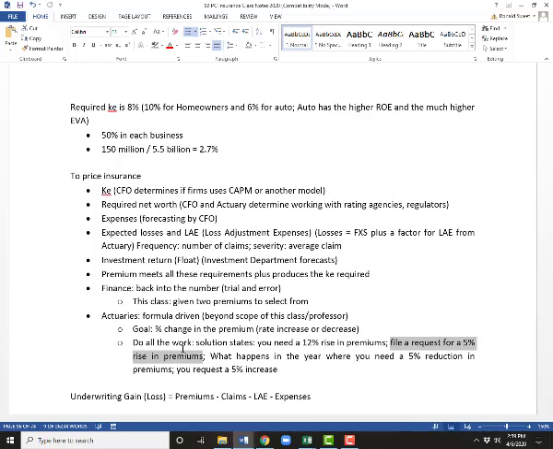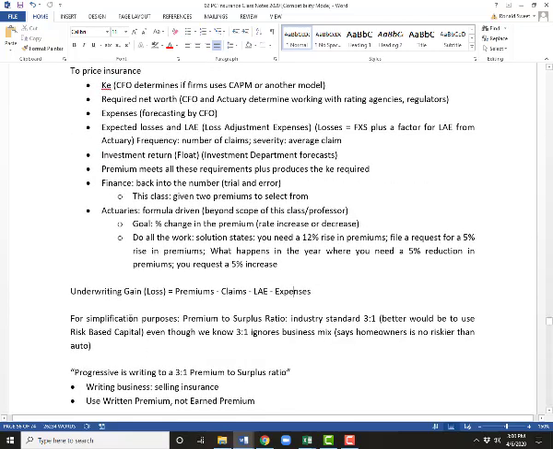So what does that mean when you have a really good year and you could ask for a 5% reduction? In that case, you still ask for a 5% increase to offset all the losses you had in previous years. I did many of these where the answer was always 5%. But that is the final thing you file with the state: what percentage increase do you need for this year versus last year. Remember that underwriting gain is your premiums minus your claims minus the LAE minus expenses.